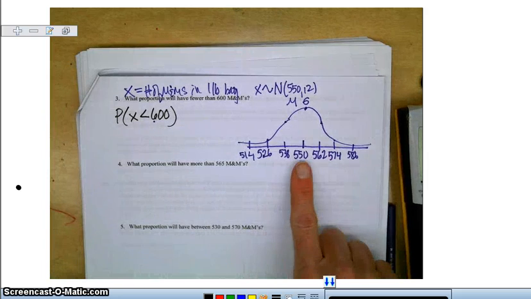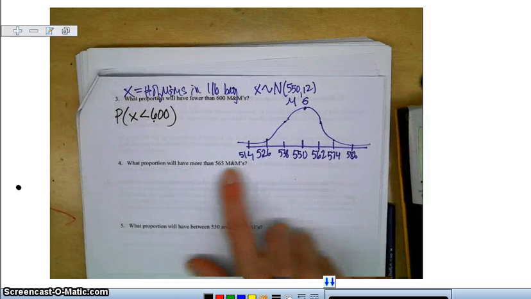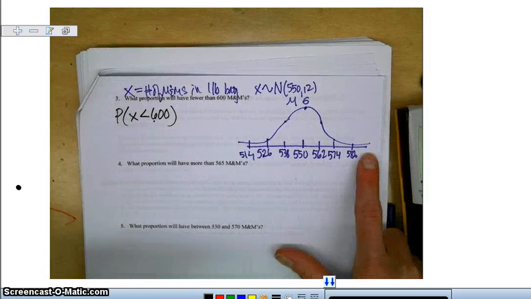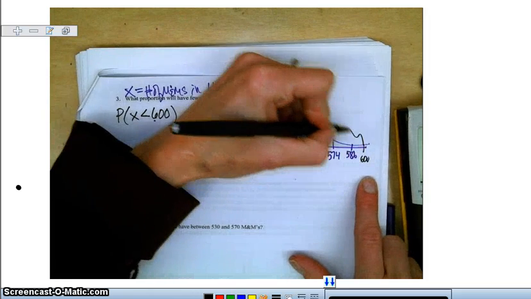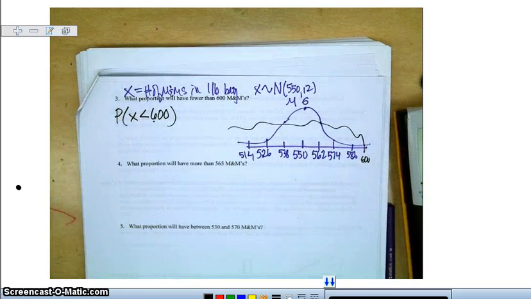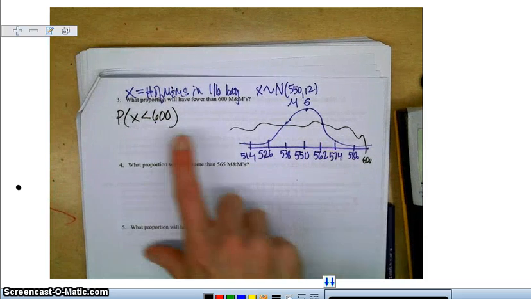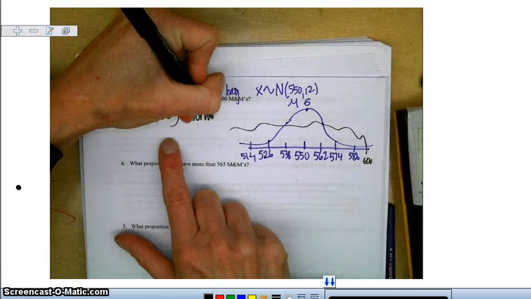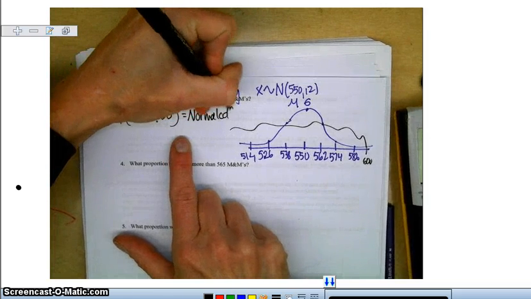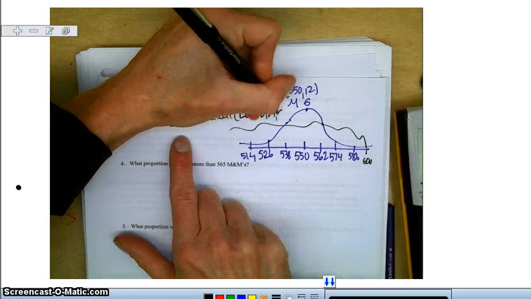Now, I'm going to shade it in for each part. So 600 would be way up here. So here's 600, and I'm looking for everything over there. This is what's going to help you decide what your lower and upper bound are. So now, to type this in your calculator, you're going to do normal CDF, lower bound, comma upper bound, comma mean, comma standard deviation.